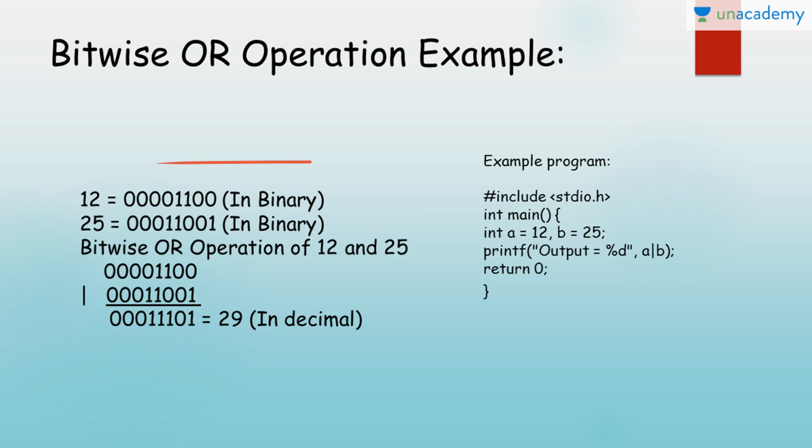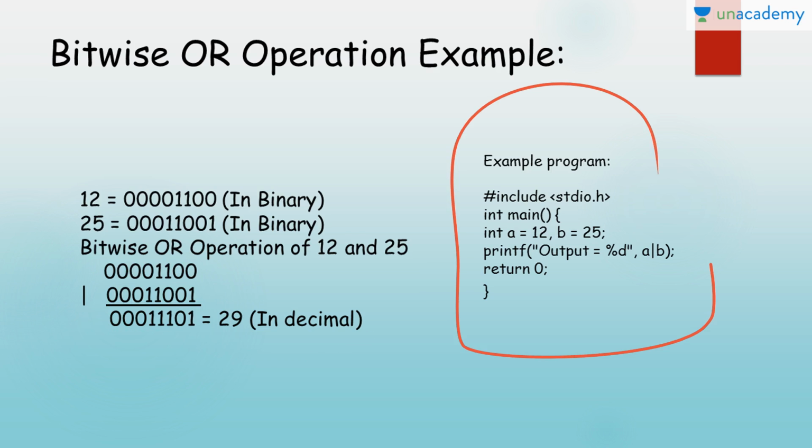So according to OR logic, 0 1 1, only if both inputs are 0, output is also 0. Others 1 0 1, 1 1 1, and so it continues. And the answer when converted to decimal, we obtain it as 29. And this is the program format for the example shown here.